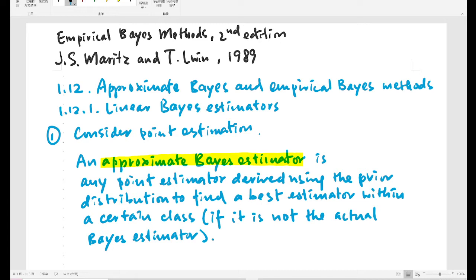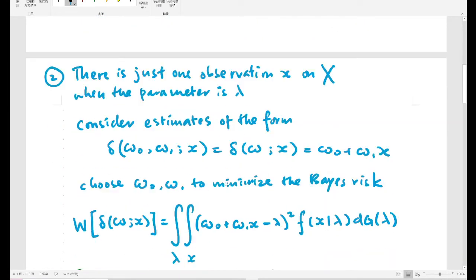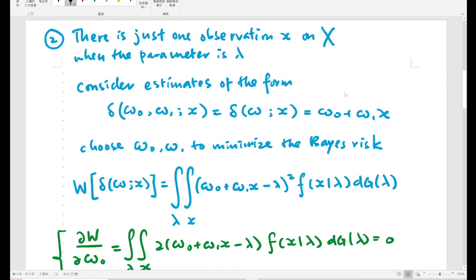First, let me define what approximate Bayes estimators are. An approximate Bayes estimator is any point estimator derived by using the prior distribution to find a best estimator within a certain class. Here the approximation is a linear function in the following form. The delta is our decision. Now we specify the decision as a linear function.